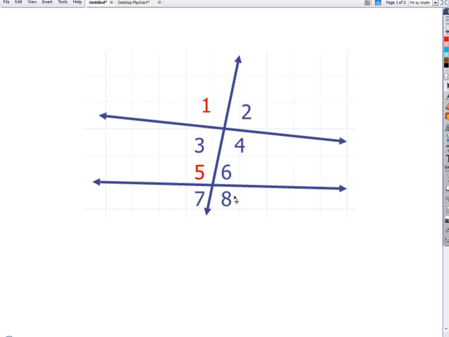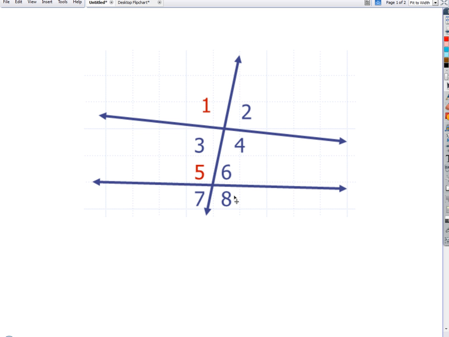Somebody name for me a pair of consecutive interior angles. Yes, sir. 3 and 5. What's another pair of consecutive interiors? Somebody over here. Yes, sir. 4 and 6, right? How about a pair of alternate interior angles? Alternate interior. Somebody who hasn't answered yet. Be brave. Yes, sir. 6 and 3. Good. What's another pair of alternate interiors? Yes, back here. 4 and 5.